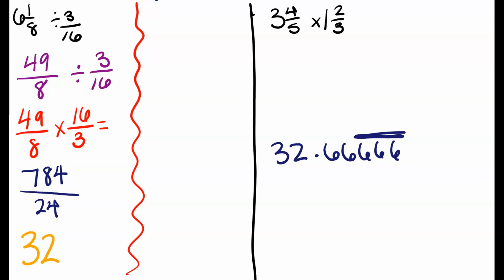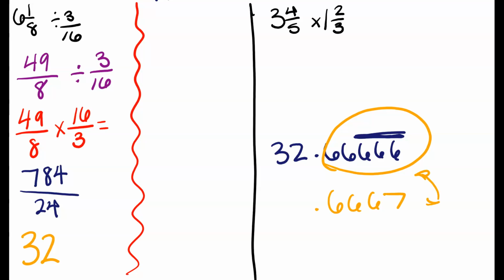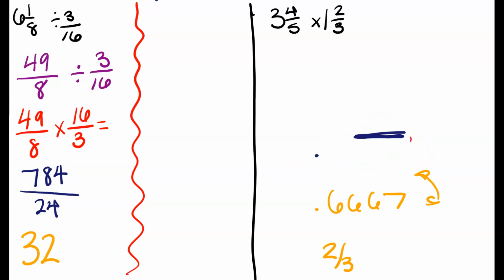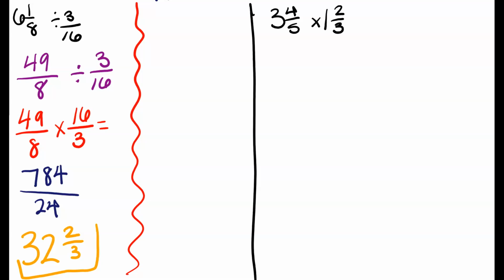And here's a Miss Reams fun fact. Anytime you get a decimal that ends in something that looks like this, a bunch of 6s and a 7, they mean the same thing. That fraction is going to be 2/3. So I got an answer of 32.66666666 repeated forever and eternity. So that's going to be 32 2/3, and I can box it in.